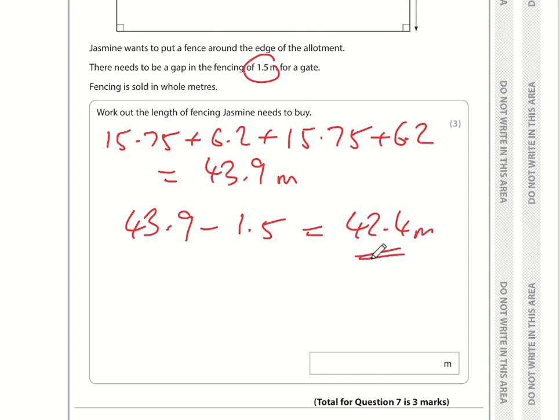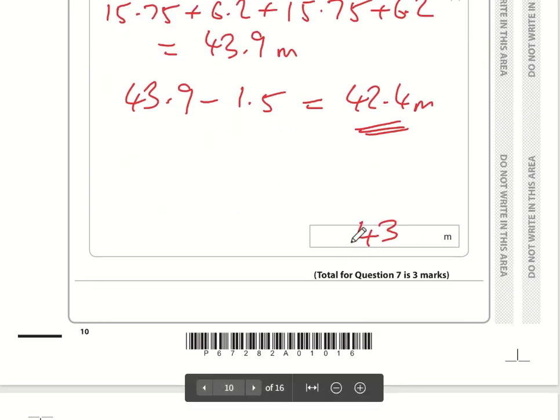42.4. So this is the amount of fencing that Jasmine needs, but it's only sold in whole meters. It might be close to 42, but if we get 42 meters of fencing, then we've got 40 centimeters where there is no fence where there should be. So we'll need to round it up to 43, which means we've got 60 centimeters of fence left over. Not a problem.